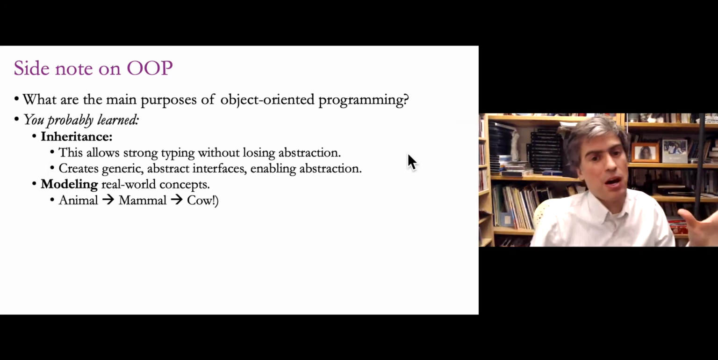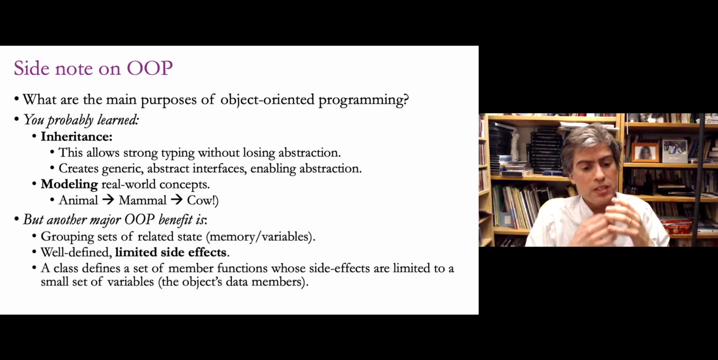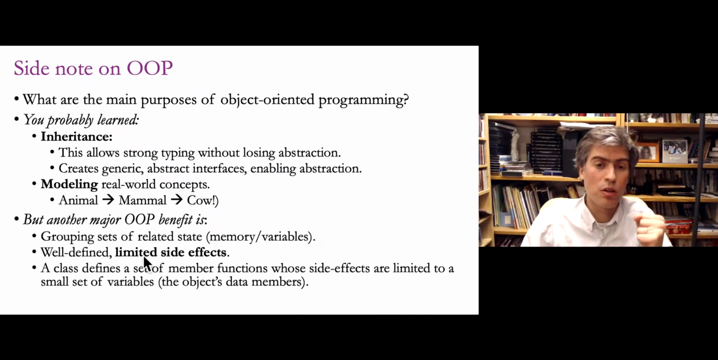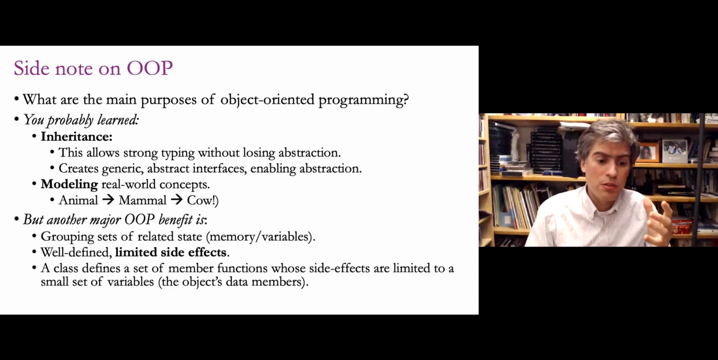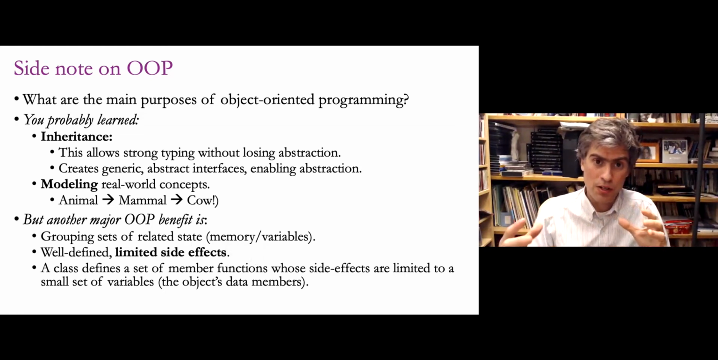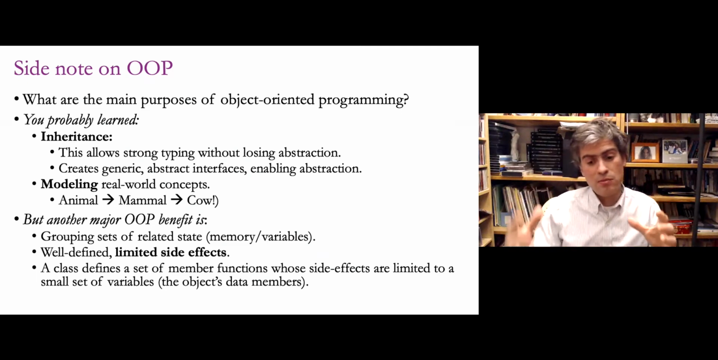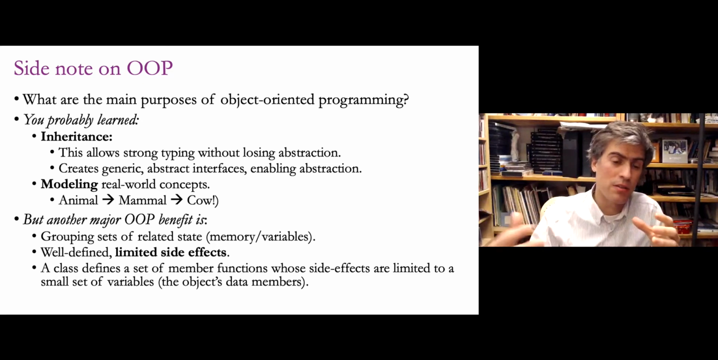There's a second big thing about object-oriented programming, which I think you probably didn't learn, which I want to tell you about now. One of the really essential benefits of object-oriented programming, and why it's still used, is when you need to have side effects. You need something like global variables, but you want those global variables to have well-defined limited scope. When you create an object, it groups a set of related state, the instance variables, which are available to certain functions, the instance methods of that class, but only to those instance methods. So you can have a set of functions that have side effects on a limited set of variables.